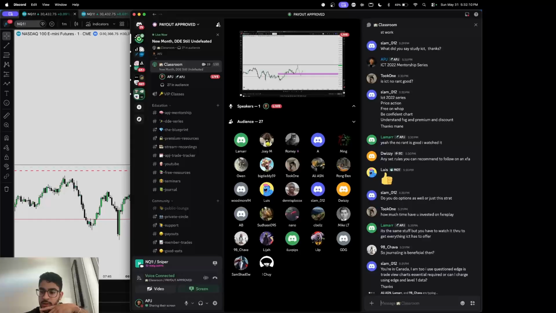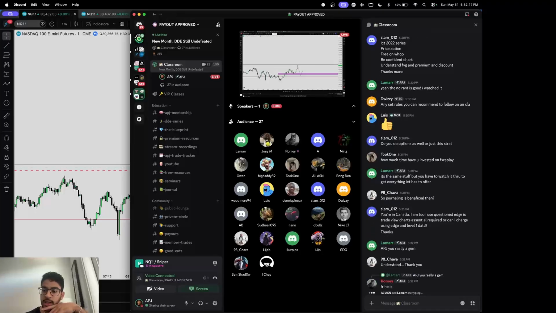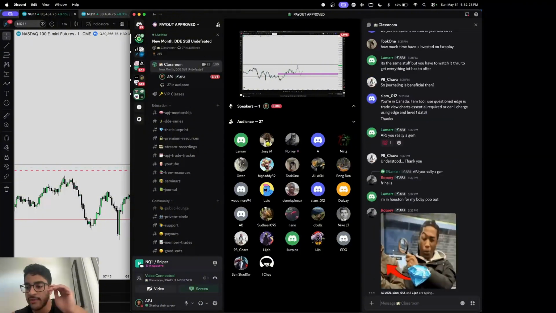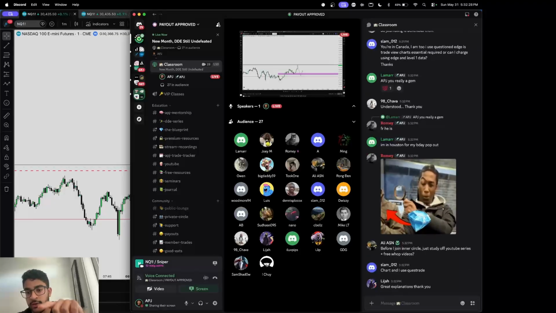TradingView charts are essential. Can you chart using Edge and level 1 data? I mean, I just use candlestick charts. No problem. And I have a free journal template. Look in the Discord. There's a journal channel. If you like it, message me. I'll send you a copy for absolutely free.